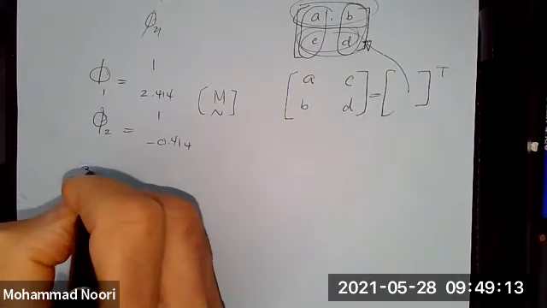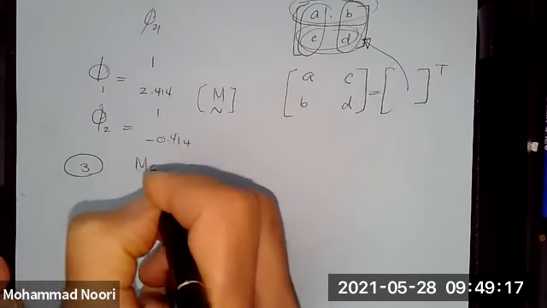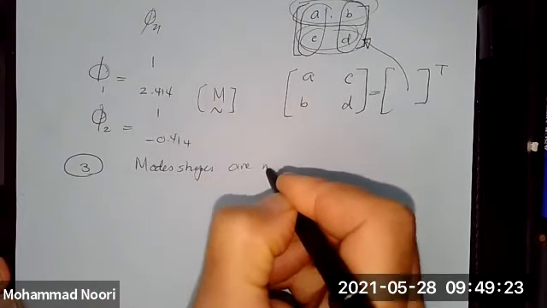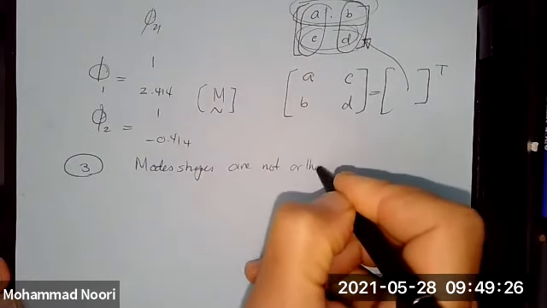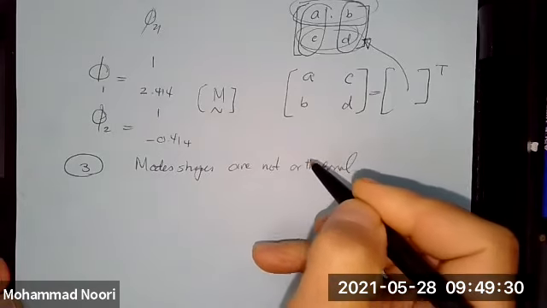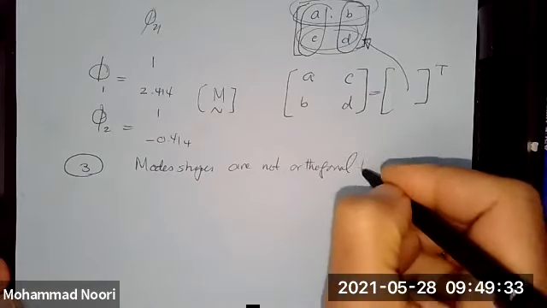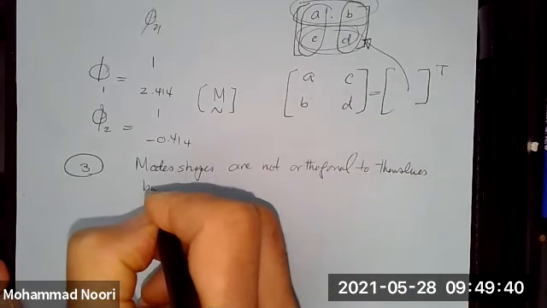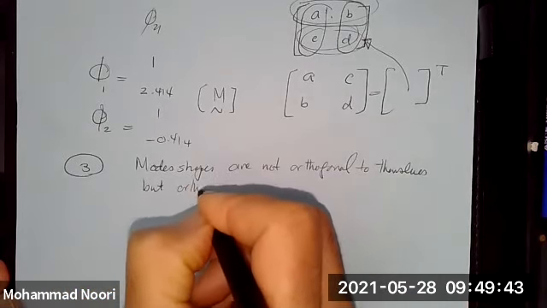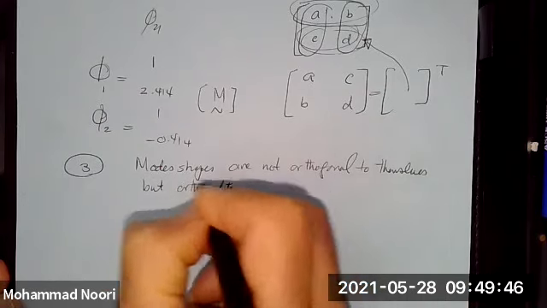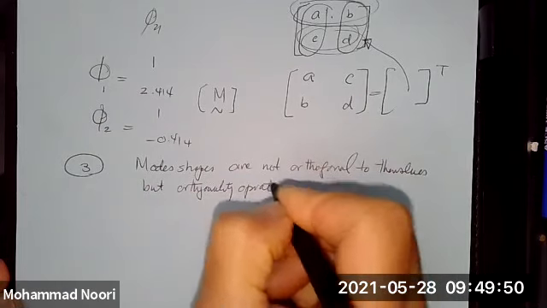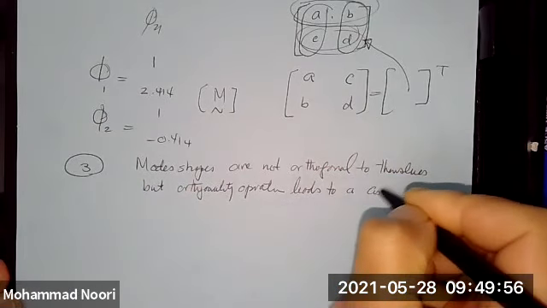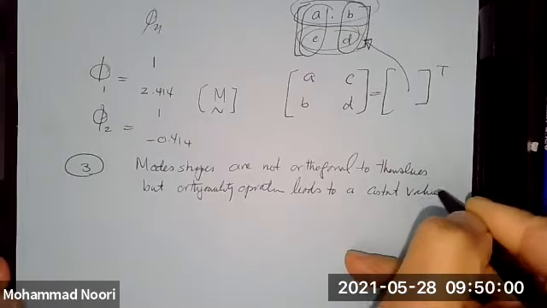Okay, so that's the important property. The second important property is that the mode shapes, okay, are not orthogonal to themselves, okay, but the orthogonality operation leads to a constant value. What do I mean by that?